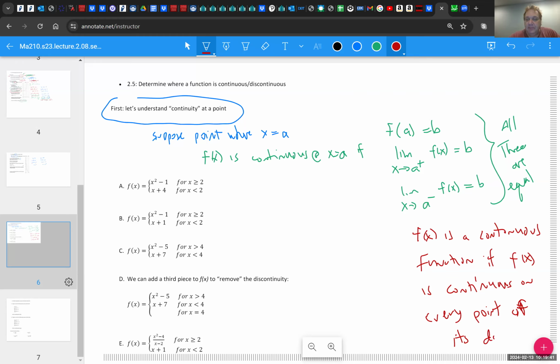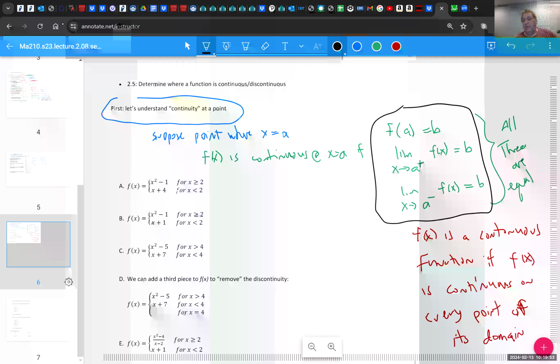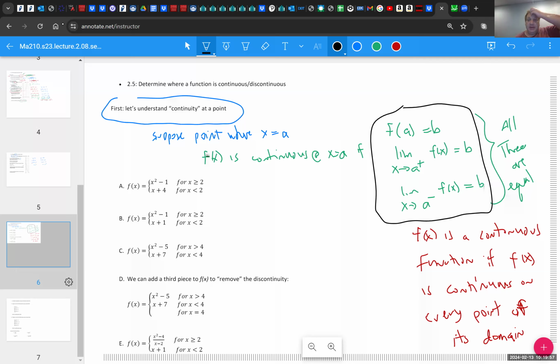All right, so that was my attempt to clarify continuity at a point. We need to test these three things right here. And then for a function to be continuous in general, we essentially need to know that those three things are true for every single point you choose, no matter what.